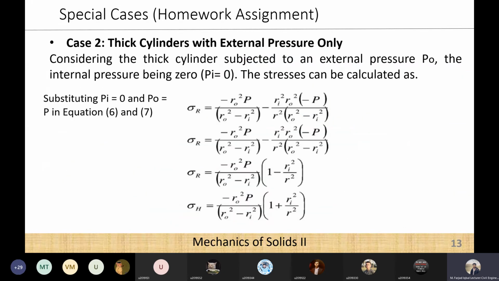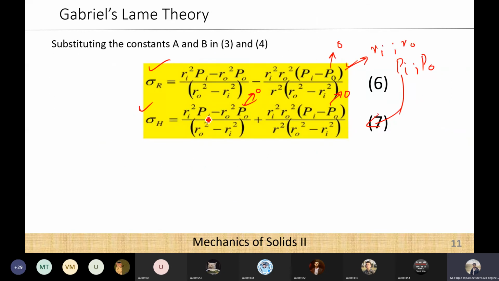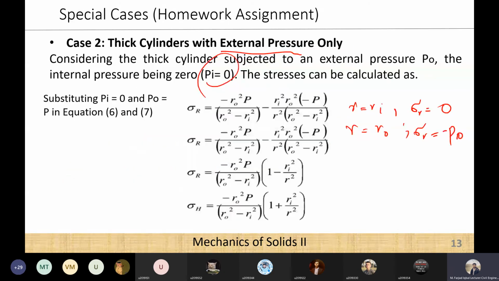And there is another case. If we have only the external pressure, then in my boundary condition at r equal to r internal, the radial stress is equal to 0, and at r equal to r external, my radial stress will be minus P naught. In that case, this factor will turn out to be 0, and the other factors will remain as they are, and those will be your generalized equation.